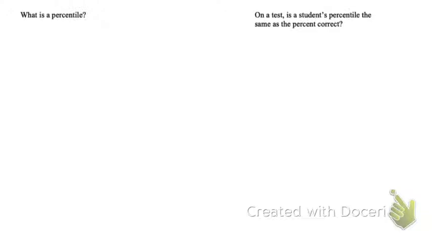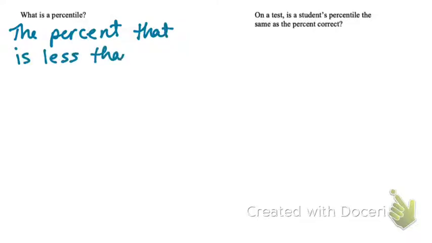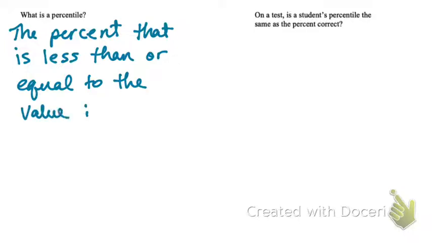So a percentile is the percent that is less than or equal to the value in the distribution. So we're talking about a particular value in a distribution, and the percentile is the percent that is less than or equal to that particular value in that distribution.